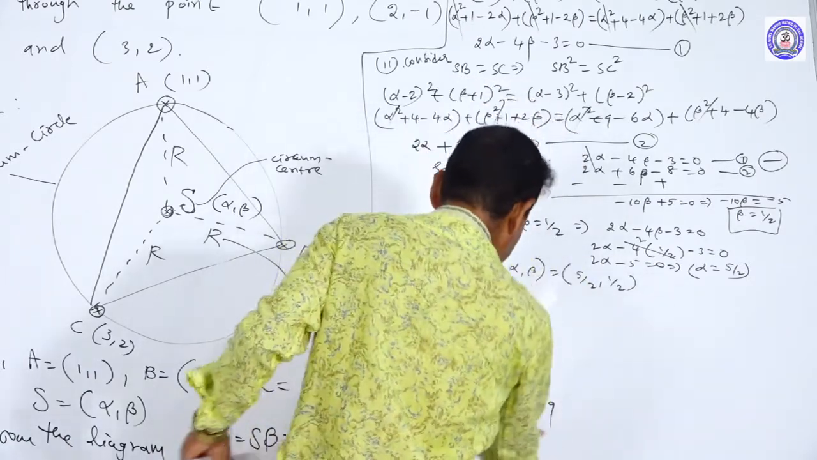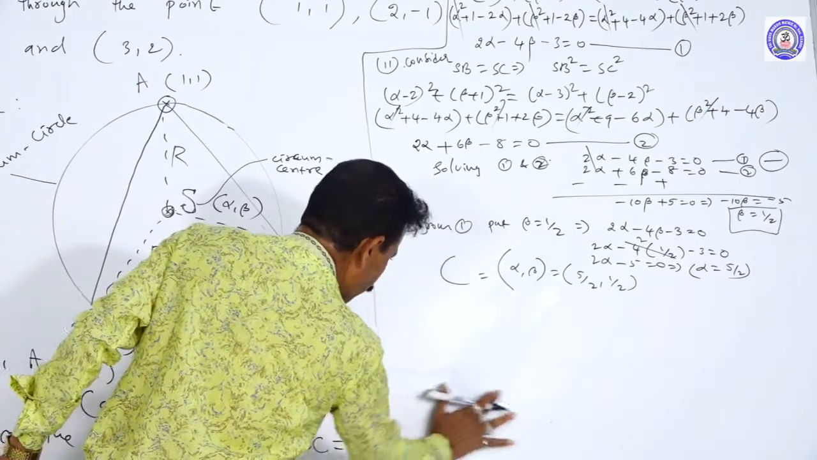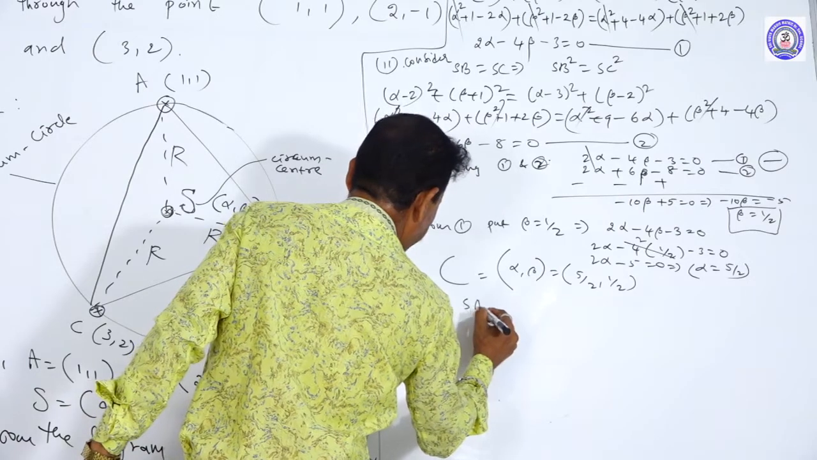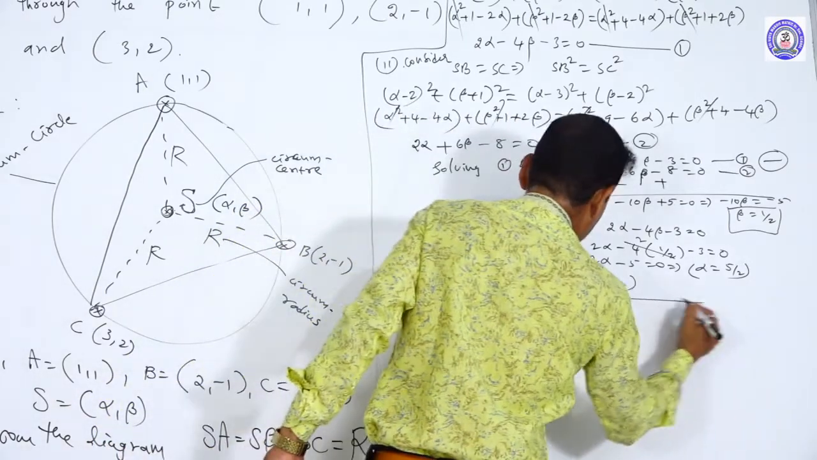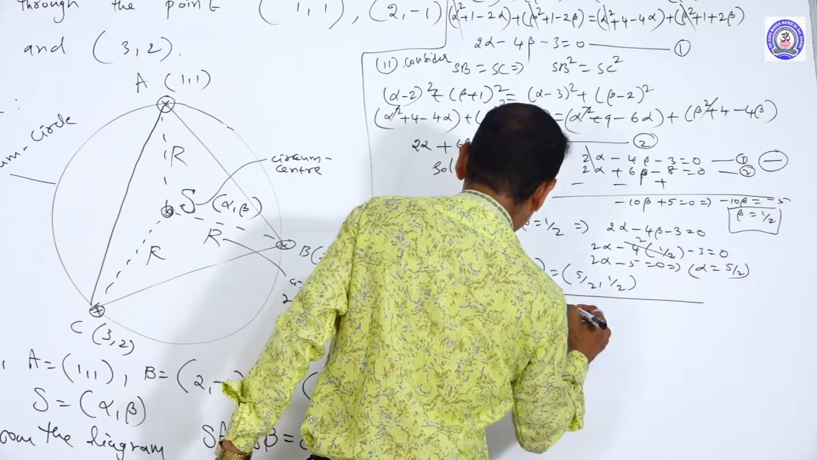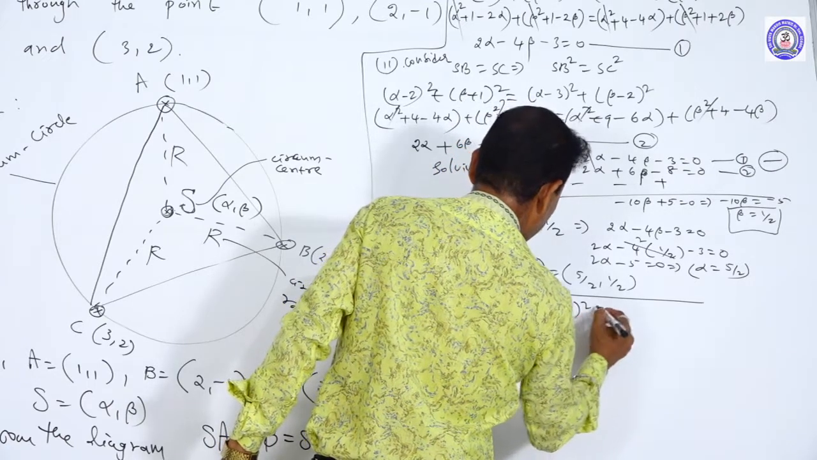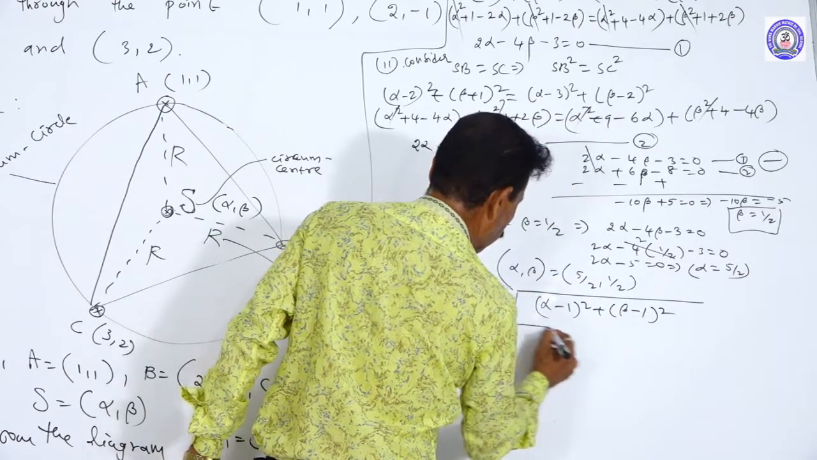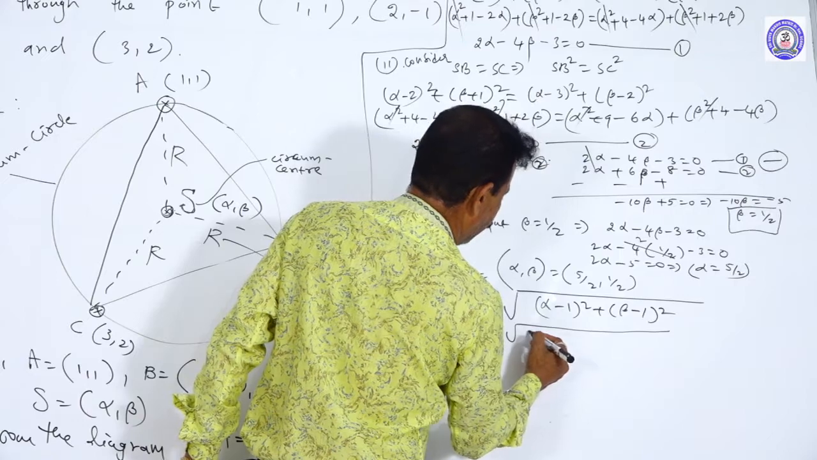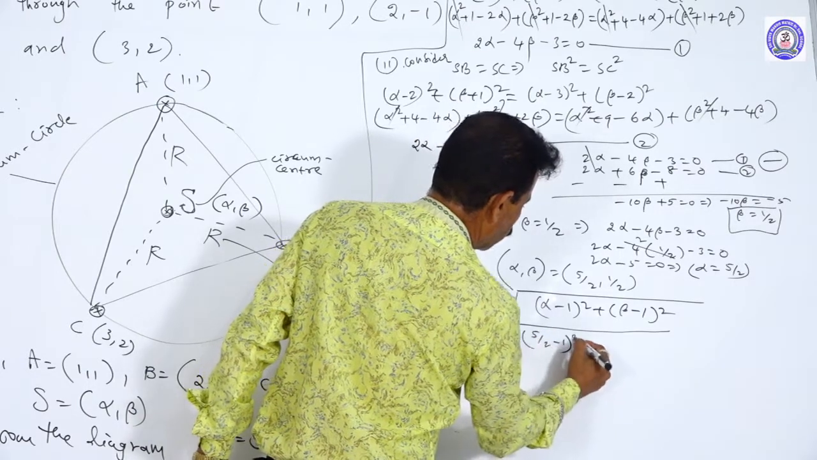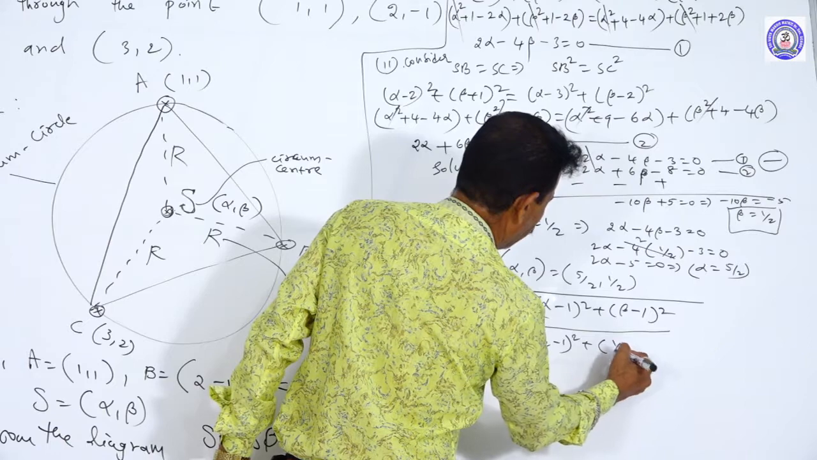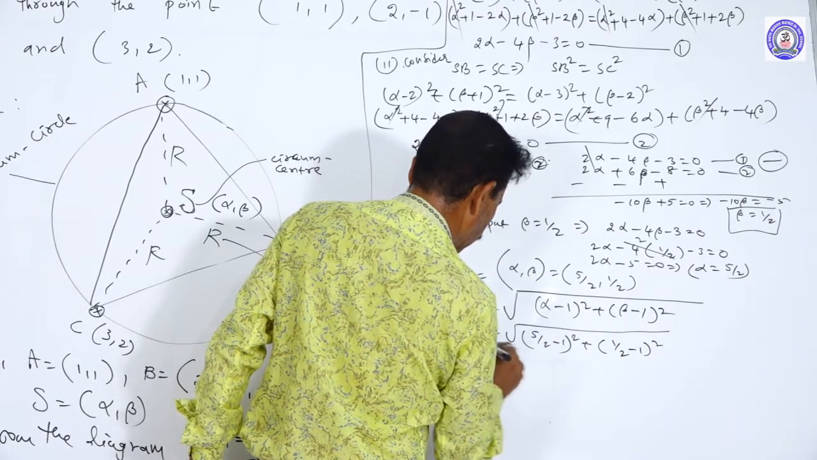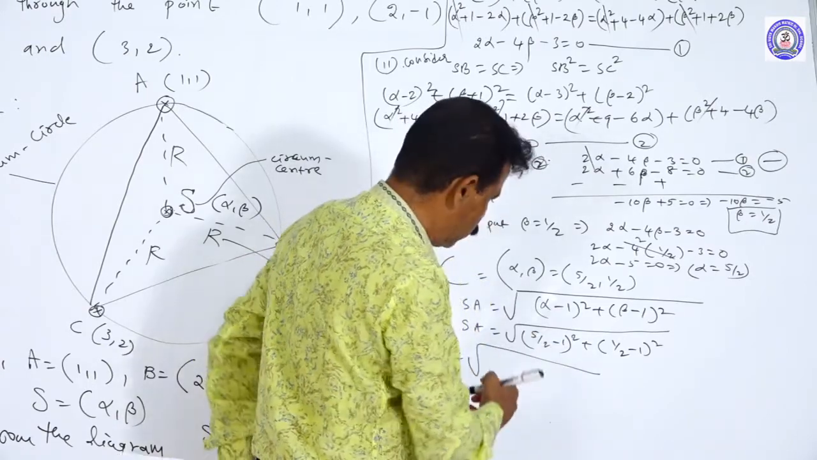So we don't know the radius. So radius R is equal to SA. SA is the under root of (alpha minus 1) whole square plus (beta minus 1) whole square. So SA is equal to under root of (5 by 2 minus 1) whole square plus (1 by 2 minus 1) whole square. After this, SA is equal to under root of 5 by 2 minus 1, so it is 3 by 2.